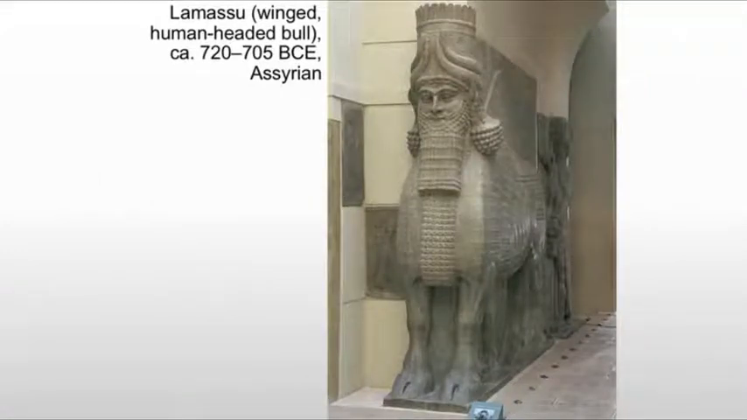That body represents strength and power. It's why we use oxen as plows and that sort of thing. The wings will represent wisdom, speed, agility. Anytime you see wings on a god, usually that is the symbolism. And the human head tells us that this is a very intelligent creature.